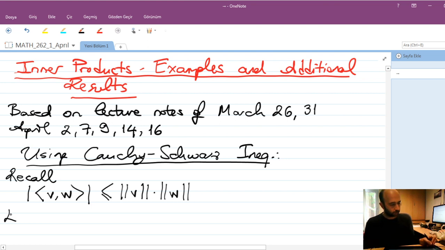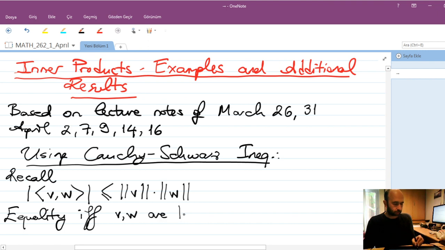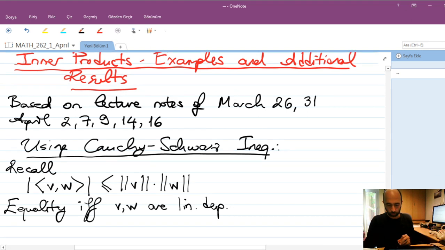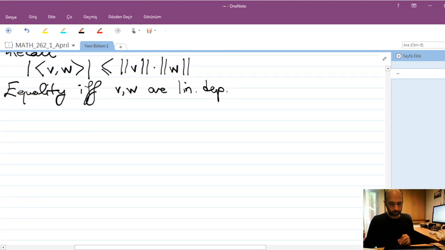Now, equality happens if and only if one is a multiple of the other, or v and w are linearly dependent. Okay, fine. We prove this in the notes. What I want to talk about here is its usage. So you can use this inequality even in some cases where there is no inner product space around. You just want to prove an inequality and you just make up your space yourself.